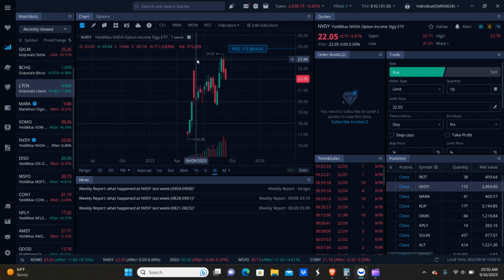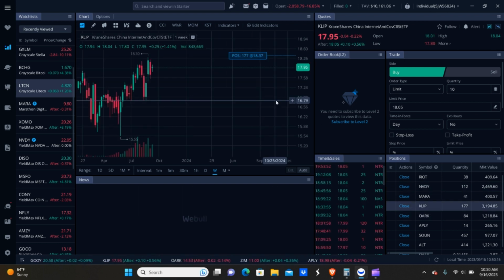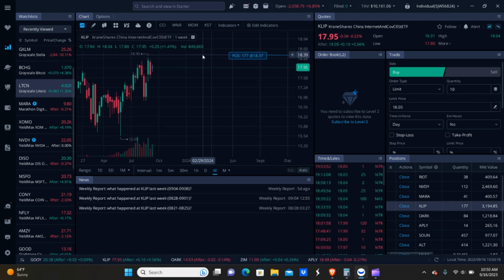We did tell you guys that we thought NVIDIA was going to dump, and turns out we were right. It did. So what we're going to be looking to do is take our CLIP dividends, and this is one of our strategies, rotating capital in between positions to accrue more dividends and compound growth faster.